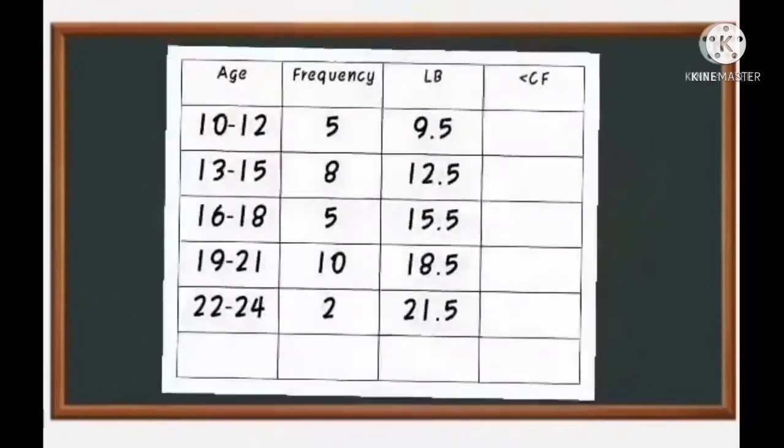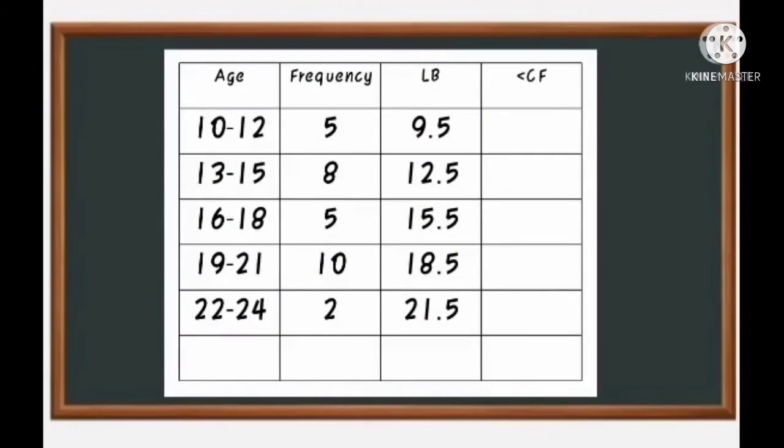We also need the less than cumulative frequency. So how to get the less than cumulative frequency? Copy the first frequency from the smallest group. The frequency from 10 to 12 is 5. So copy 5, then add the next frequency. 5 plus 8 is 13. 13 plus 5 is 18. 18 plus 10 is 28. And 28 plus 2 is 30.